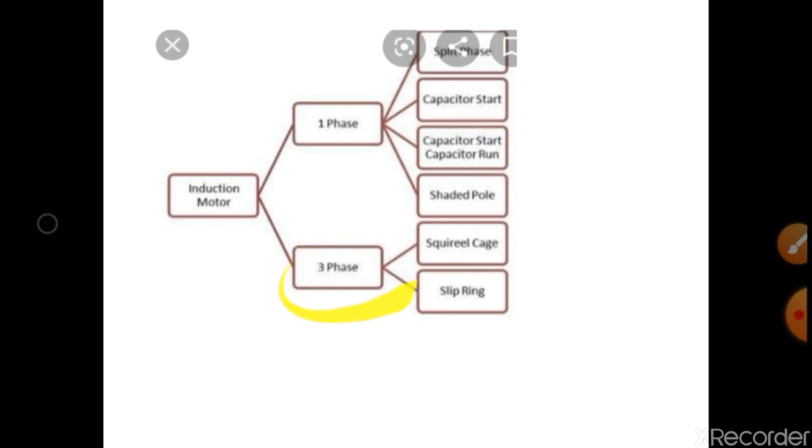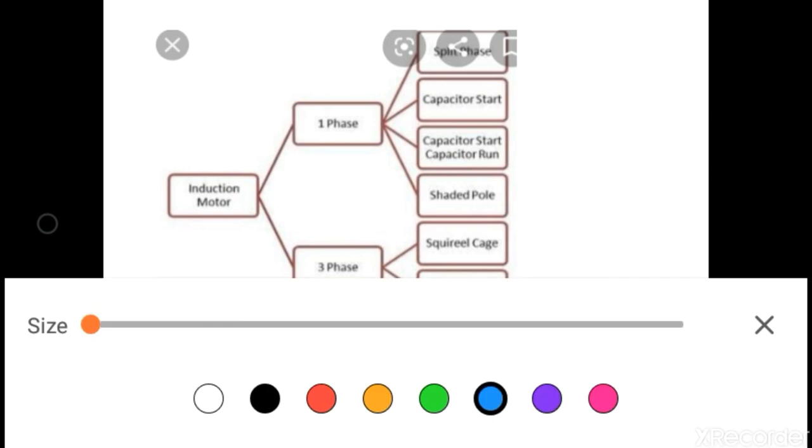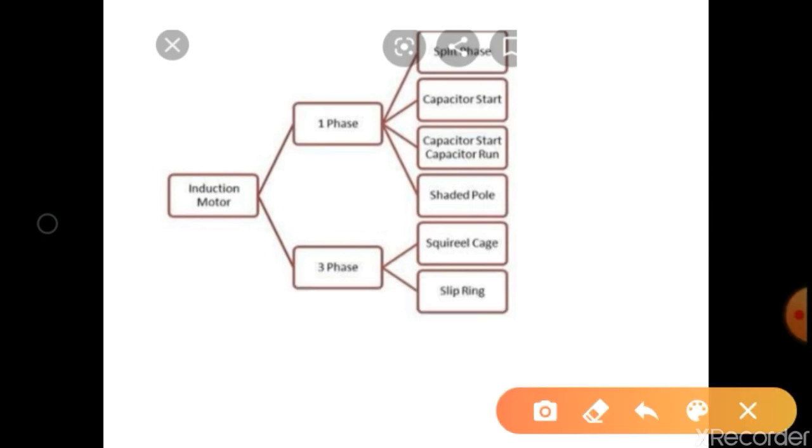Now coming to the three phase induction motors, there are mainly two types. Based on the construction of the rotor, these are classified into squirrel cage induction motor and slip ring induction motor. As I have told, the construction of the rotor will be different, and the construction of the stator of these two motors will be the same.